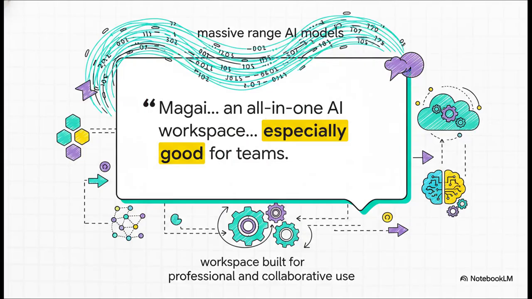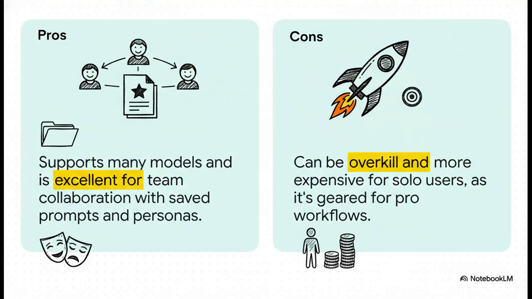Then you've got Magai. Now, this isn't just a chat interface. It's a full-blown workspace. It's built for professional and collaborative use, and it supports a massive range of different AI models. Magai is a perfect example of a professional-grade tool. I mean, it's got features like saved prompts, team folders, custom AI personas. It's an absolute powerhouse for businesses and content teams. But for a solo user, it can feel a little bit like bringing a bazooka to a knife fight. It's incredibly powerful for sure, but it might be total overkill, and it definitely comes with a higher price tag.